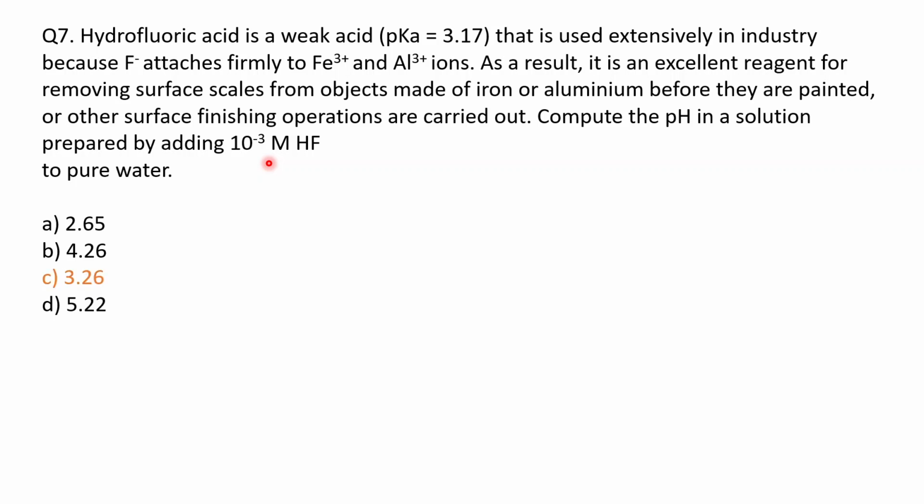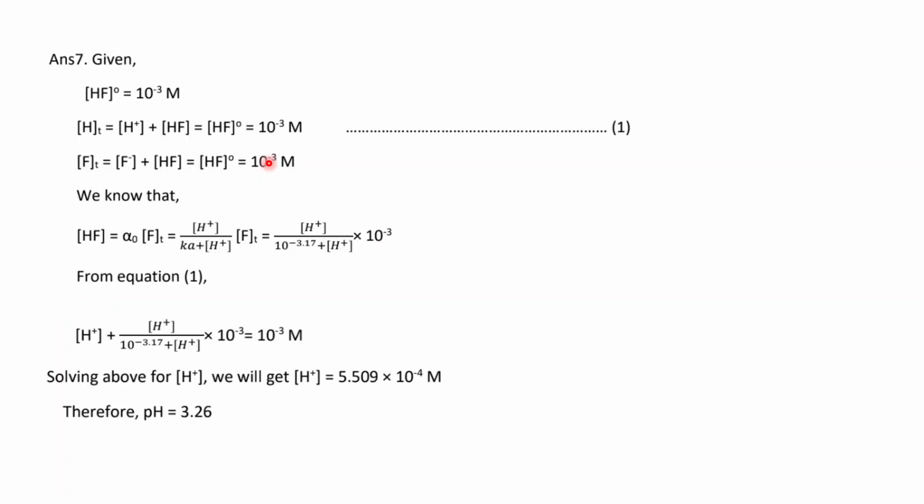So the pH is 3.26. Let's see how. Initial HF concentration is 10 raised to power minus 3 molar. H total is H plus HF, which is equal to HF naught, which is equal to 10 raised to power minus 3 molar. This we got from the table of component balance. Total fluoride is HF plus fluoride ion, which is equal to HF naught, which is equal to 10 raised to power minus 3 molar.